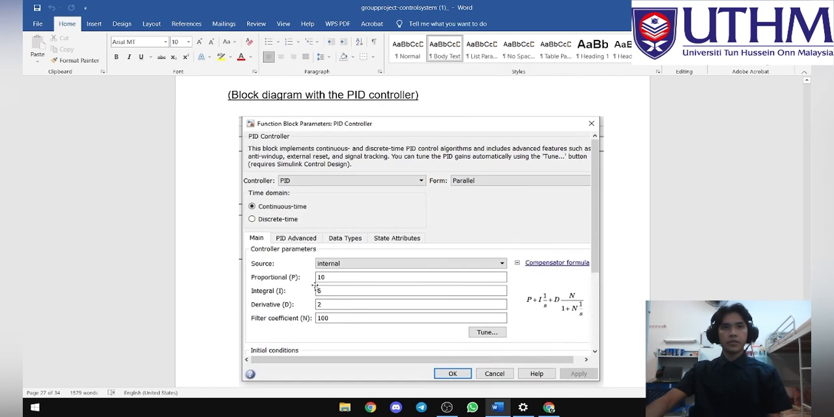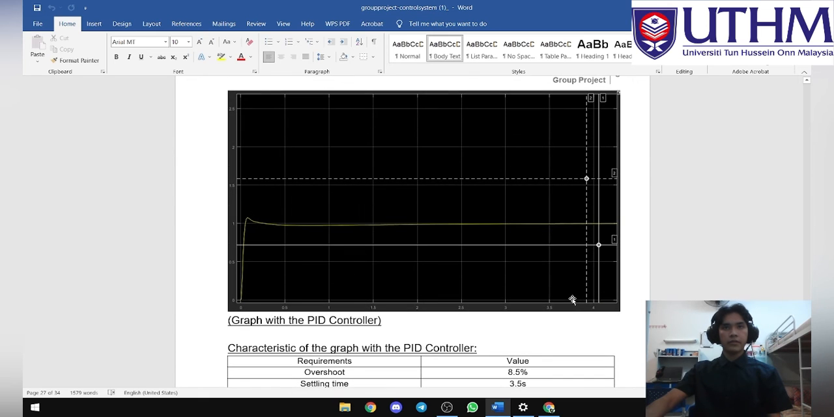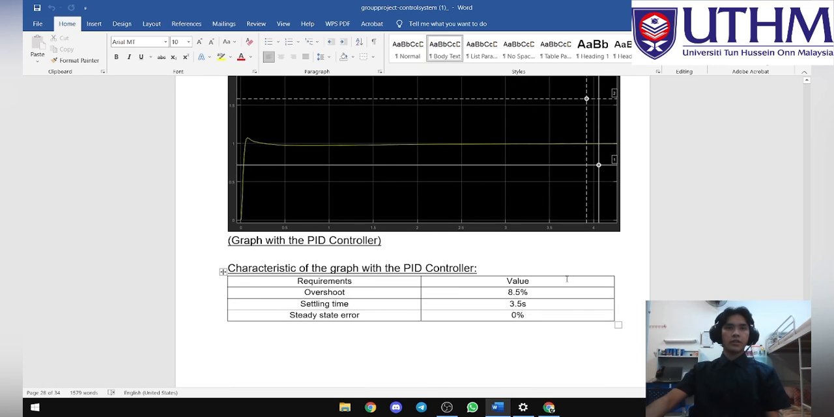For the parameters, we set proportional to 10, integral to 6, derivative to 2, and filter coefficient to 100. We apply it to the controller and we get this result. The characteristics of the graph with the PID controller are overshoot 8.5%, settling time 3.5 seconds, and lastly the steady state error is 0%. So that's all from me. Thank you.